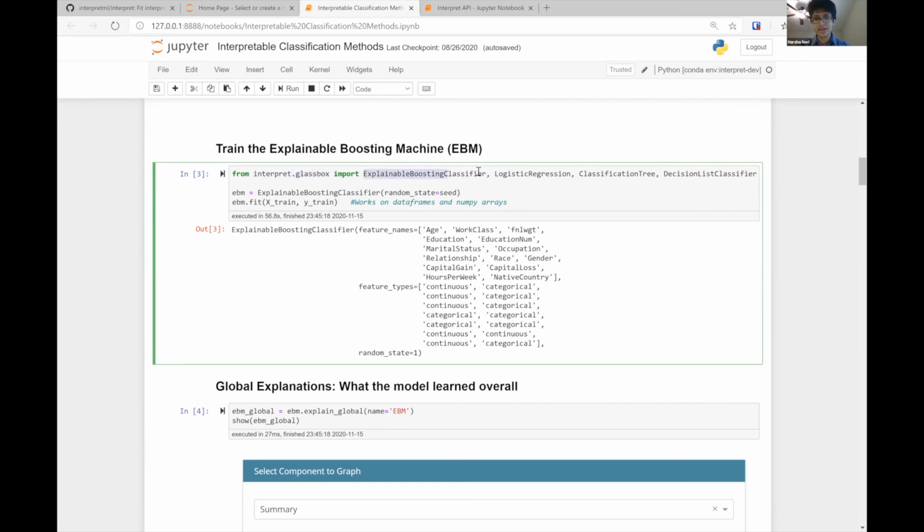And outside of EBM, Interpret also implements logistic regression, simple rules, decision trees, just many other kinds of Glassbox models too, that all follow the same API. So training an EBM is the exact same as training any of these other Glassbox models. I'm just going to use an EBM for demo purposes. And if any of you have seen scikit-learn or played with it before, the API is exactly the same. You initialize a classifier or a regressor, and you fit it with your training data and your targets.